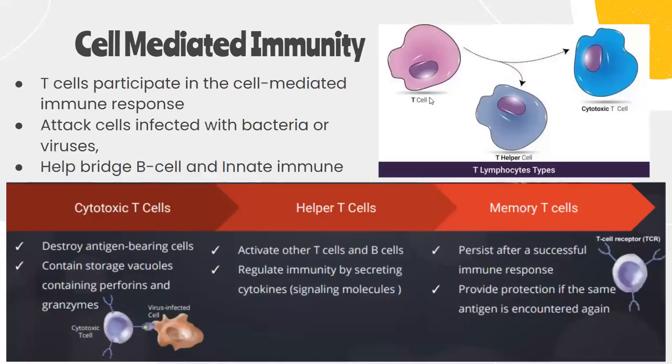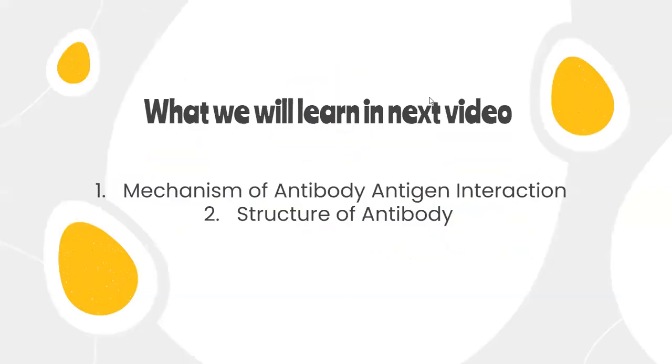Now, in the next video, we will be talking about how an antigen and antibody react. Okay, once the antibody is produced and the antigen is there, how do they come together and how does the antibody kill the antigen? And before that, we will also study the structure of the antibody in detail.